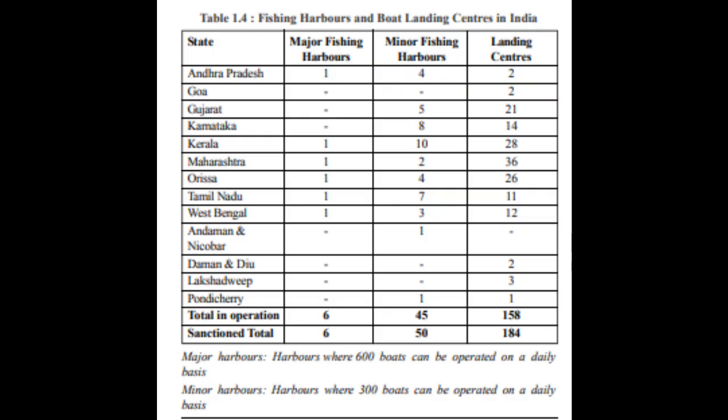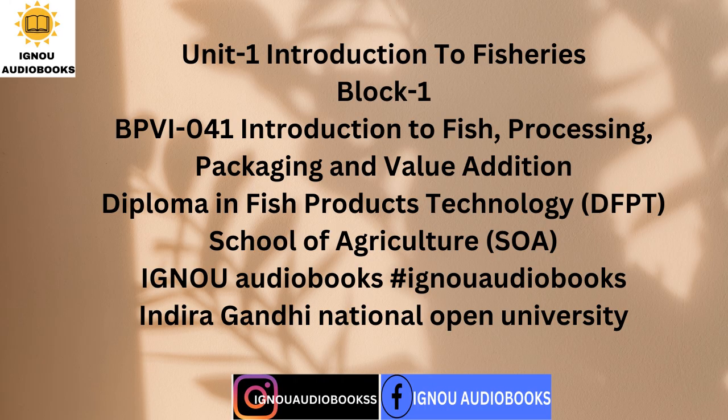1.8 Fishing harbors and landing centers in India. You will be really happy to note that our country has got 6 major fishing harbors with all modern facilities, 50 minor fishing harbors, Fig. 1.6, and over 1400 landing centers spread over both east and west coasts of the country. Crafts operated by traditional fishermen and small mechanized boats are landing in these landing centers.